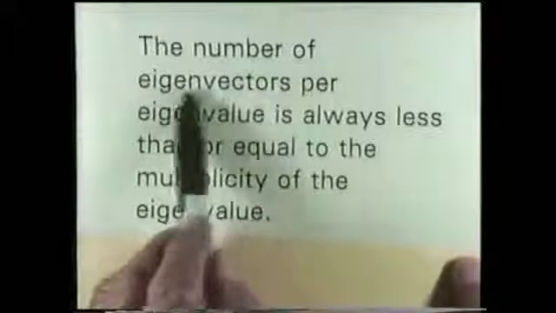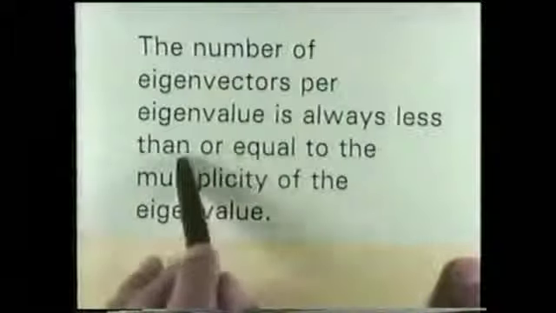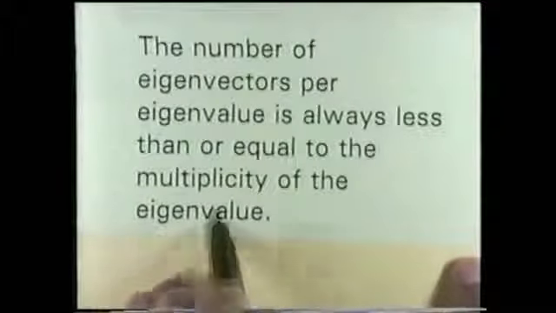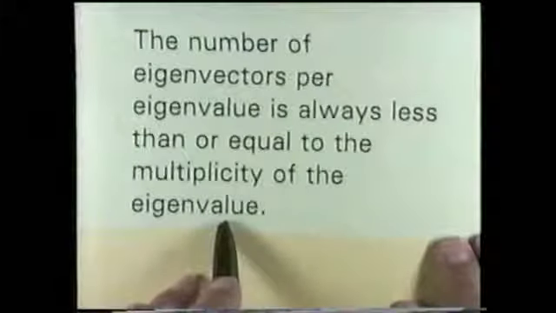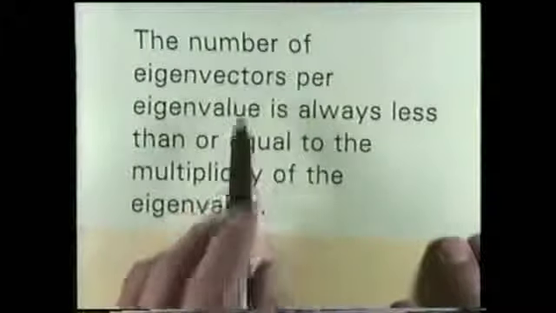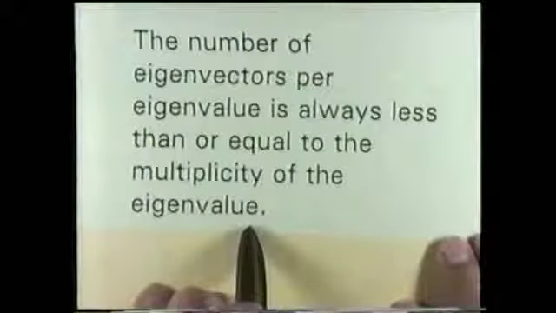The number of eigenvectors per eigenvalue is always less than or equal to the multiplicity of the eigenvalue. So since 2 had multiplicity of 2, I knew that the most eigenvectors I could find would be 2. Now I don't know that I can find 2. I may only be able to find 1.